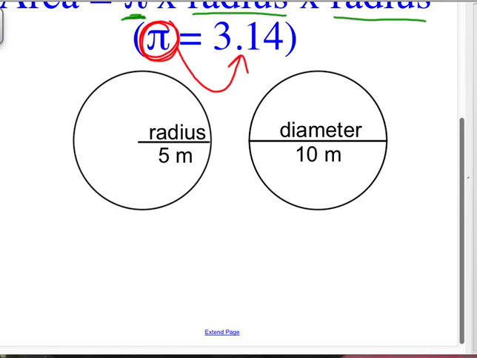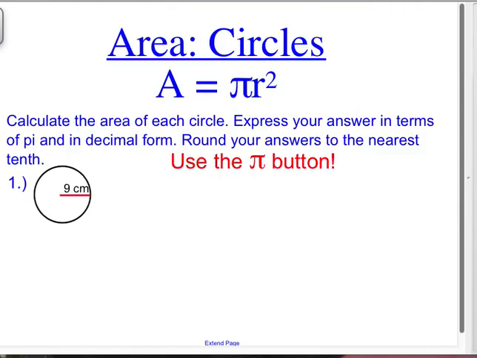Okay, so let's do some. Here we go. Get your calculators out, clear them out, fire them up. Area of circles. It's always a good idea to write the formula, so I put it on there for you.